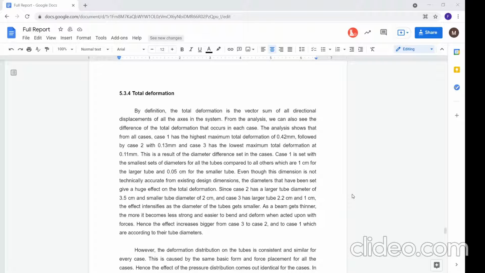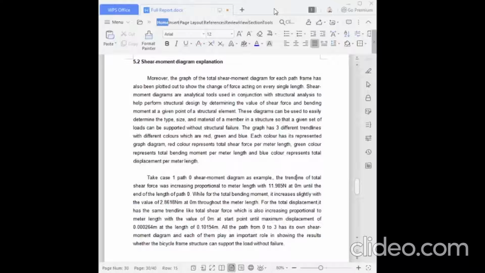That's all. The graph of the total shear moment diagram for each bed frame has also been plotted to show the change of force acting on every single length. Shear moment diagrams are analytical tools used to determine the value of shear force and bending moment at a given point of a structural element. This diagram can be used to determine whether a structure in a given set of load can be supported without structural failure.